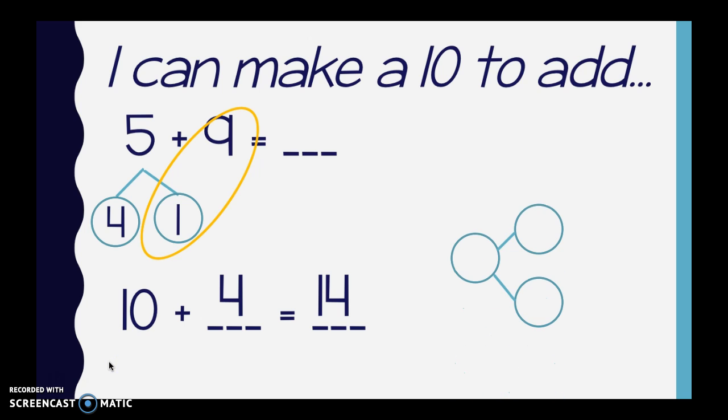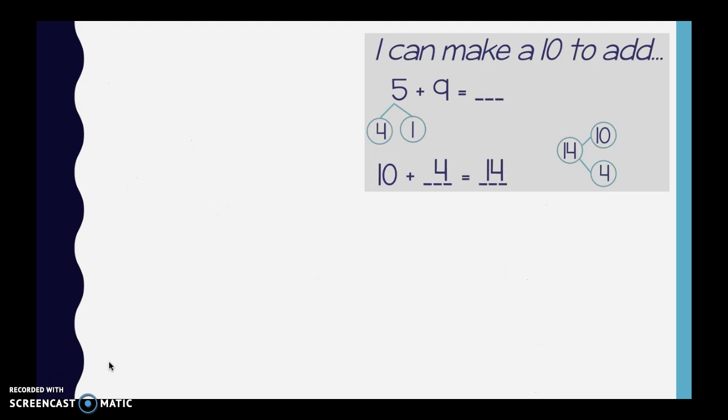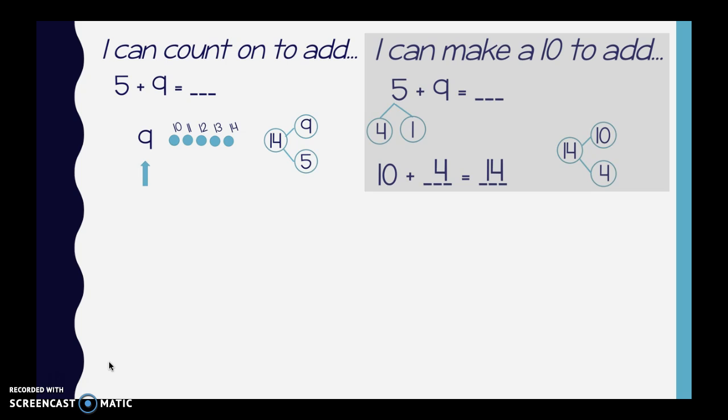Let's go ahead and put our new 10 number sentence in our number bond. I can say 14, that's the whole amount, and then I changed the parts a little bit to make it easier to add, and I made the parts 10 and 4. Now if you look at both of those, they're the exact same thing. I still had 5 plus 9 when I counted on, and I still had 5 plus 9 when I made a 10. It's just the way I solved the problem that was different.